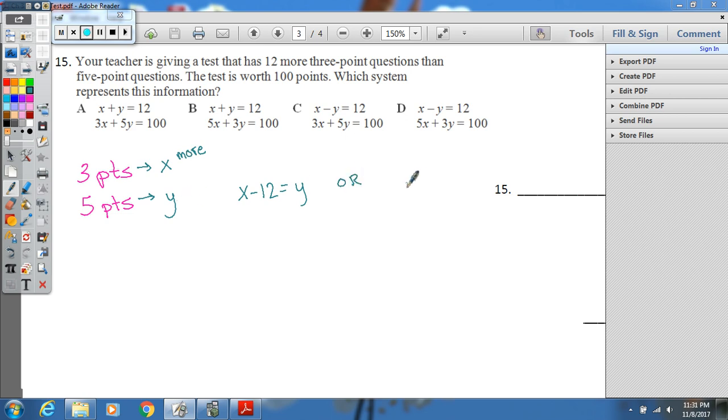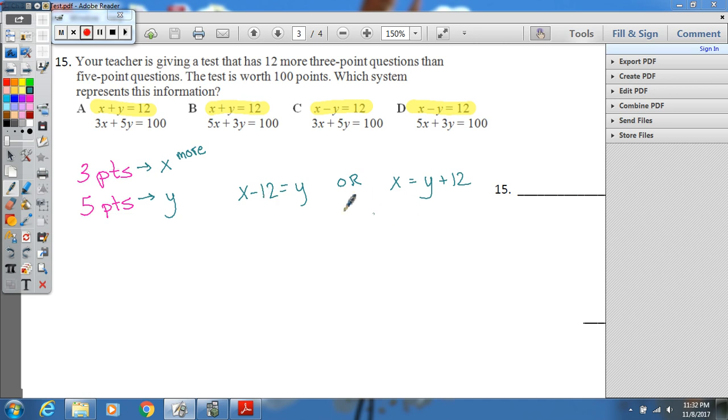Or I could say X is equal to Y plus 12, because I could take the big one and say, okay, well, if I add 12 to the little one, they're going to be balanced. So that's the first of the 2 equations. But the problem here is if I look at the equations in my choices, none of them look like either of mine. Guys, I'm going to have to rewrite these in standard form.